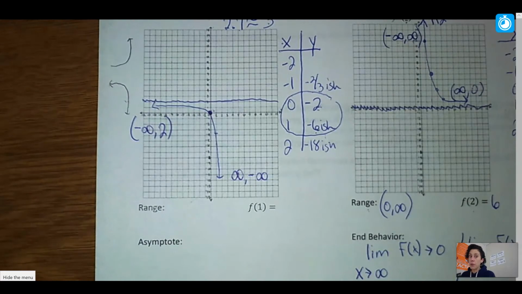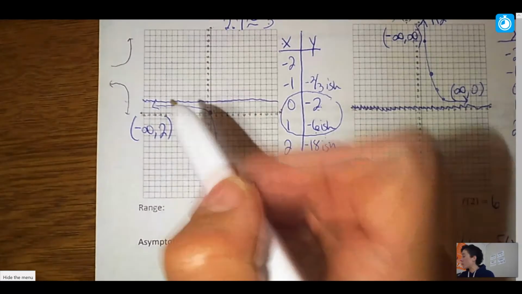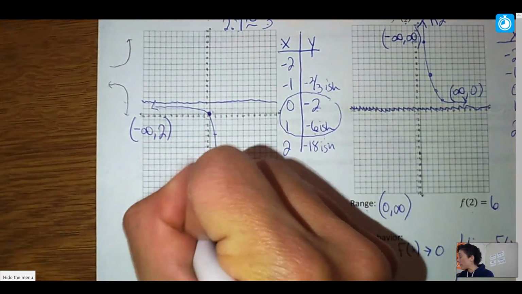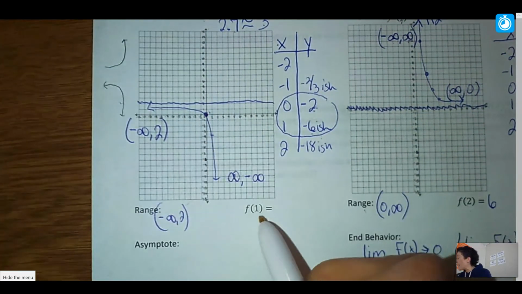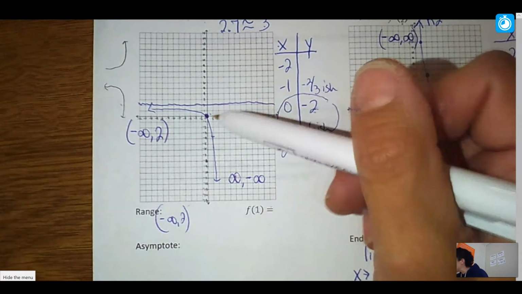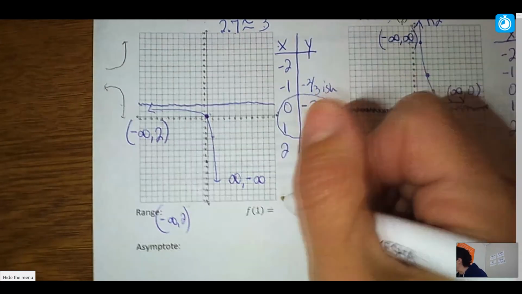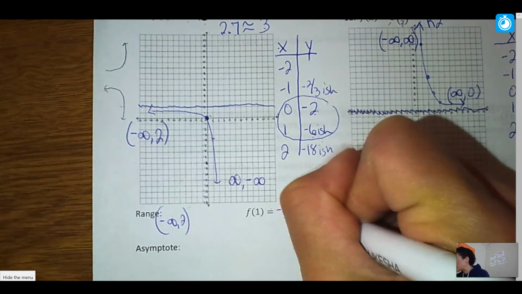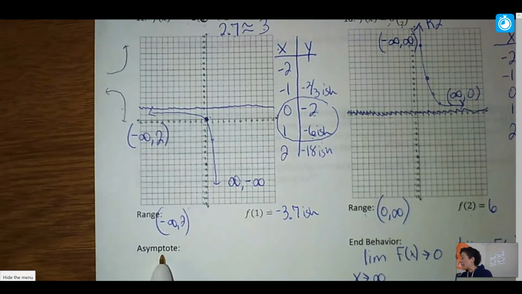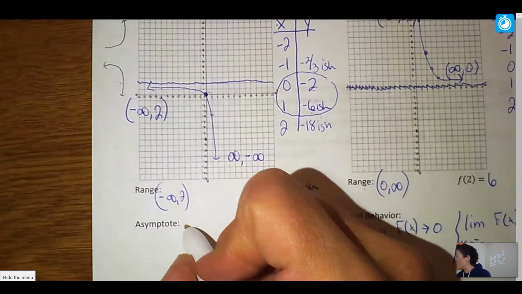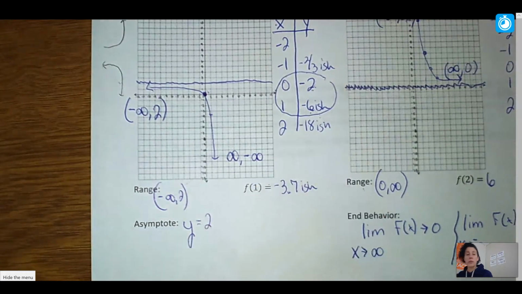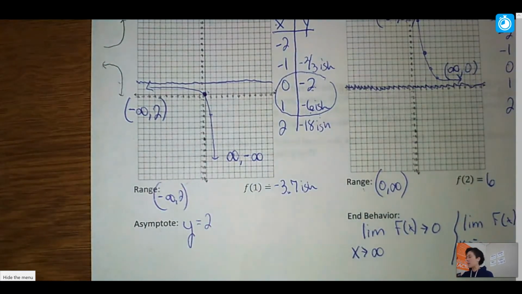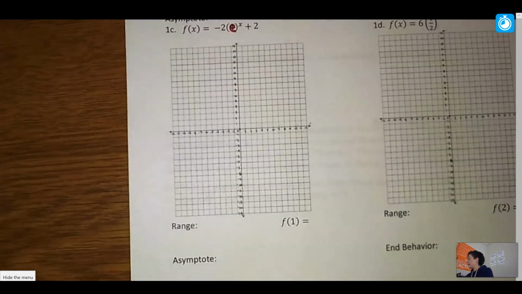So again, I just put range because domain for every exponential graph is always all real numbers. So my smallest y is -infinity to my biggest y. If I look at f of 1, it is about -3.7-ish, something like that. My asymptote, my wall, is now at this equation of y equals 2. Normally it's y equals 0, but now it's at y equals 2. All right.